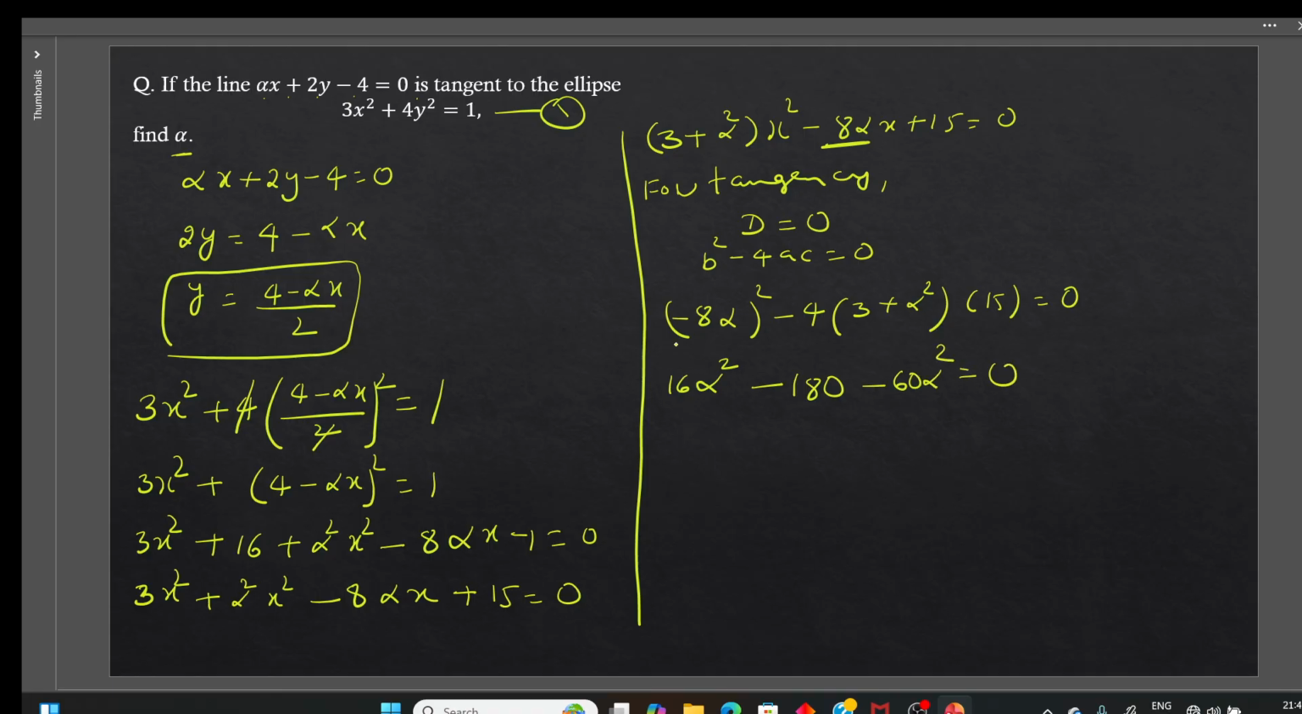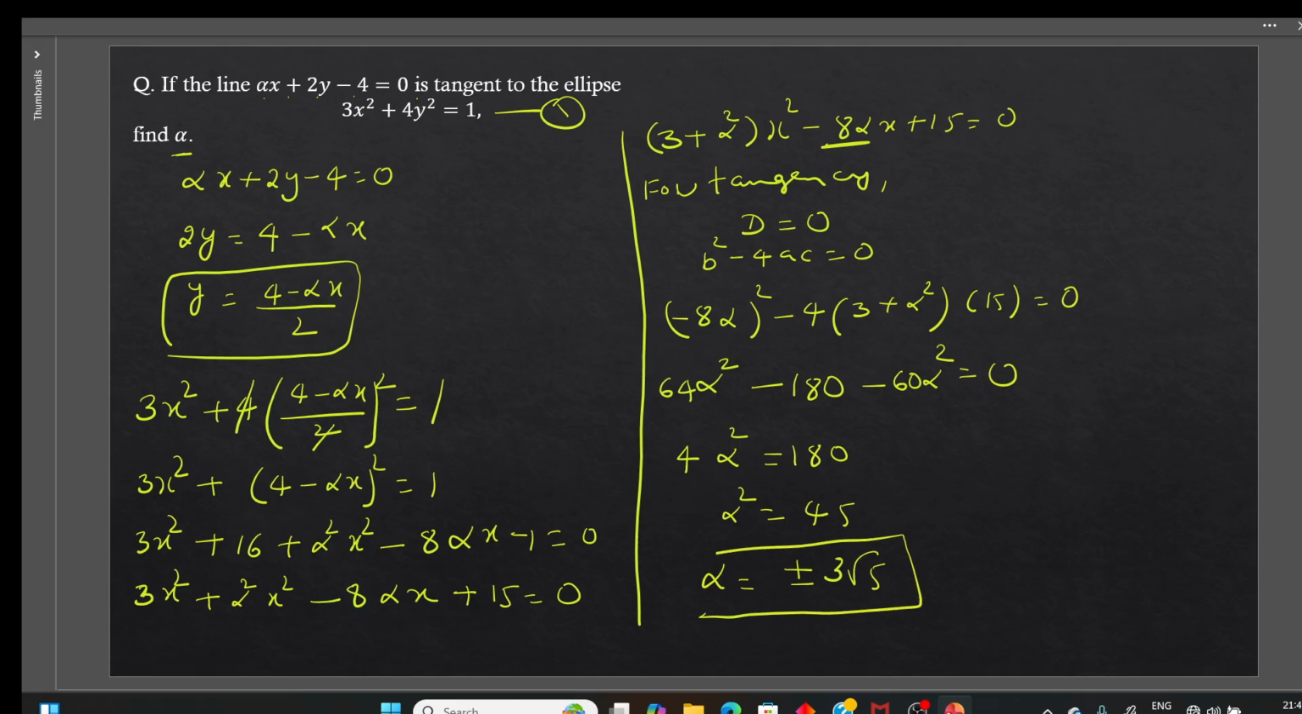So here 8 eights are 64, sorry, small mistakes. So 64 minus 60 is 4 alpha square. This minus 180 transferred to the right hand side becomes plus 180. So we get alpha square is equal to 45. 4 fours are 16, 4 fives are 20. So alpha square is equal to 45 means alpha is plus or minus 3 root 5. Correct, 9 fives are 45. So alpha value is plus or minus 3 root 5. Clear? Now, go to the next question.